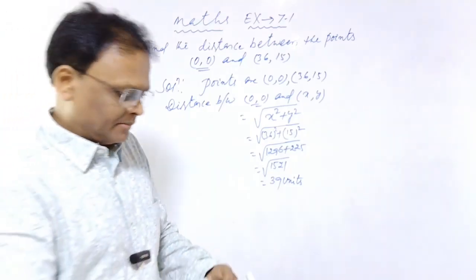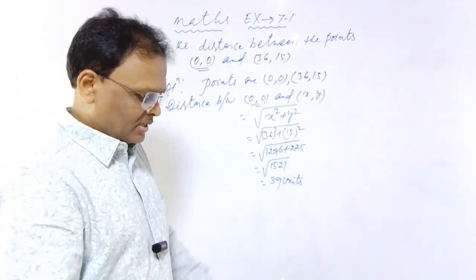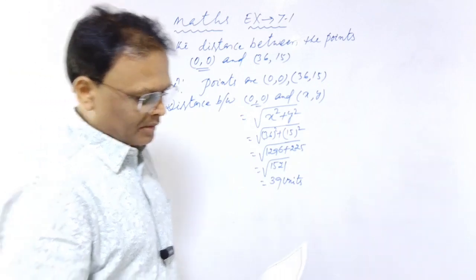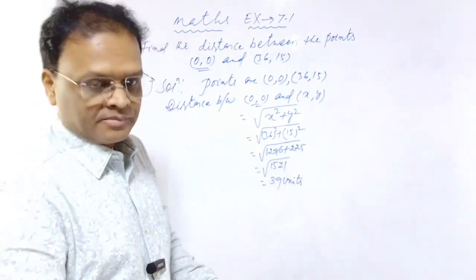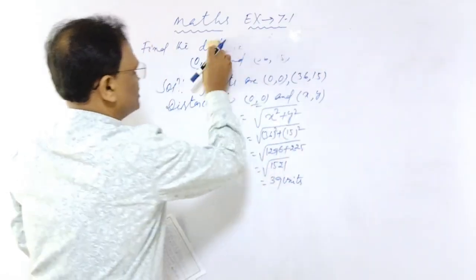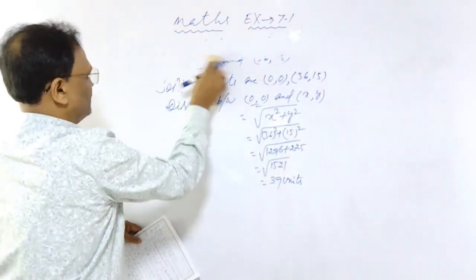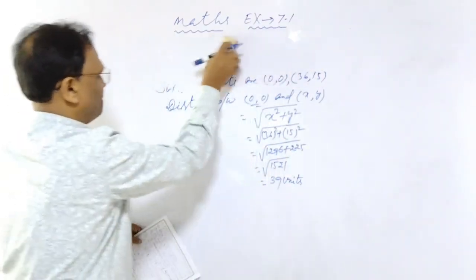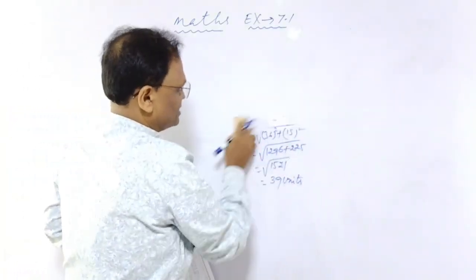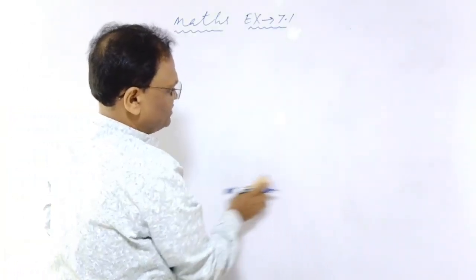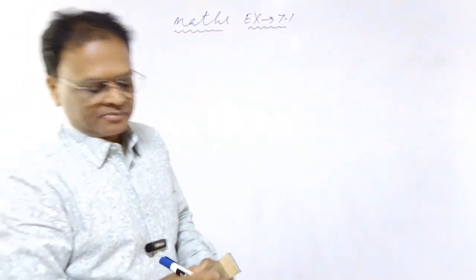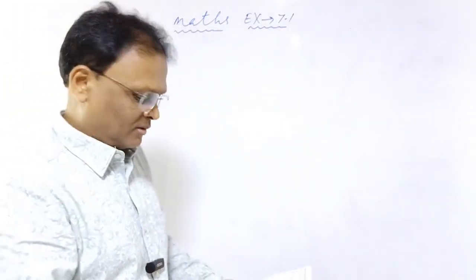The next question is asking to determine, a few points are given, whether those points are collinear or not. Very important question. The next question is asking to check whether the given points, he has given a few points, are collinear or not.